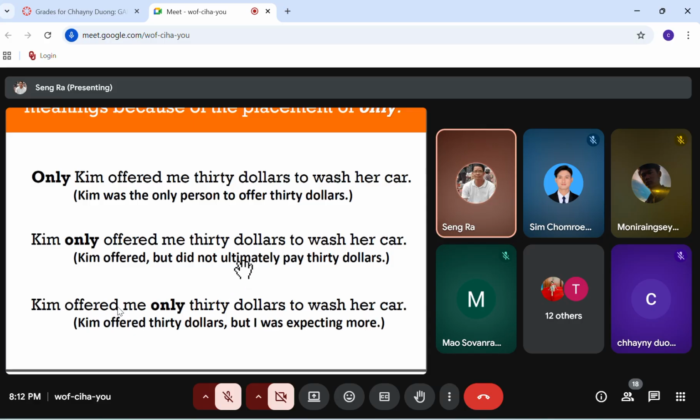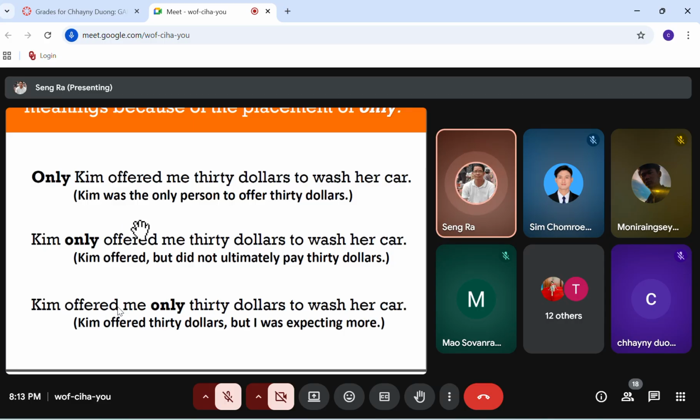Kim offered me only $30 to wash her car. This should be much more. I was expecting more, but she offered only $30, and that should be 40, 50. So the position of only is an example of how you put a modifier to modify something.